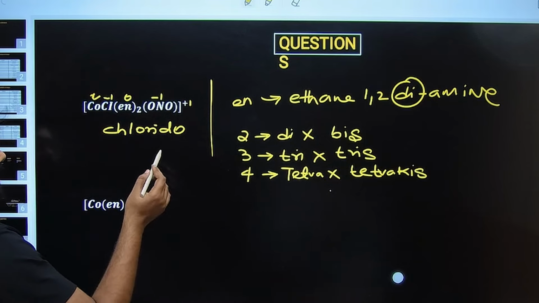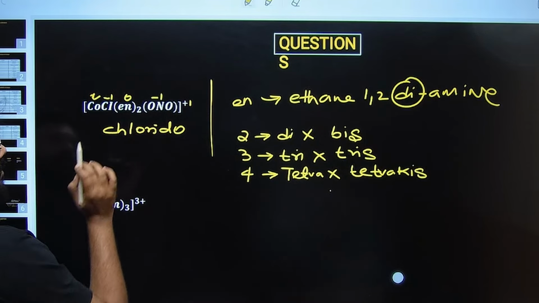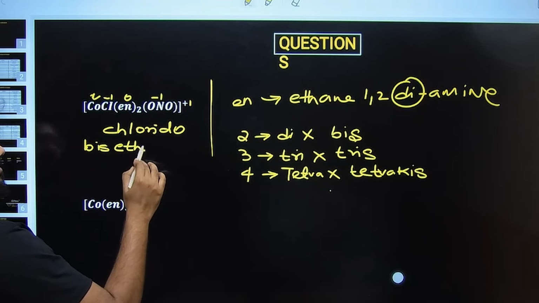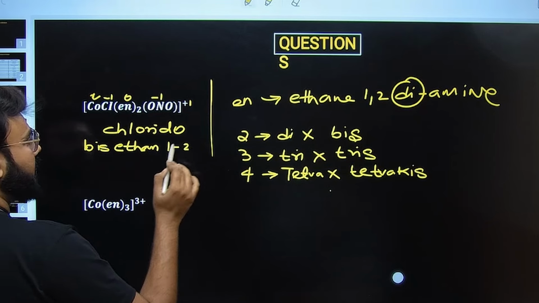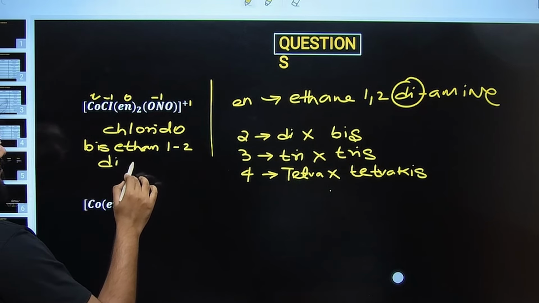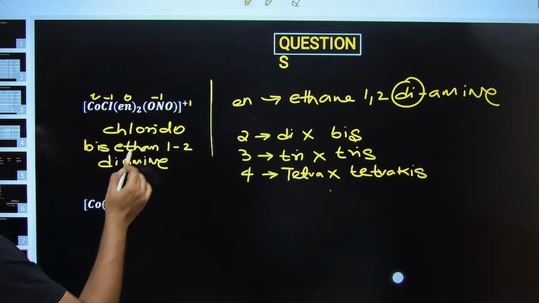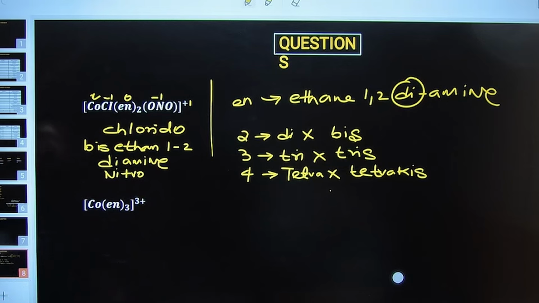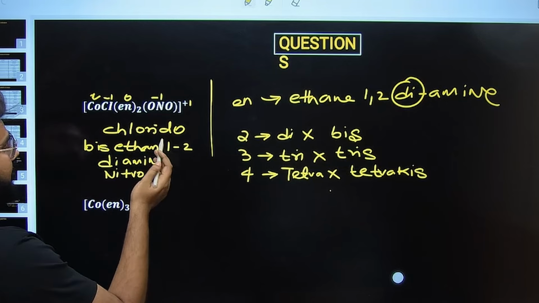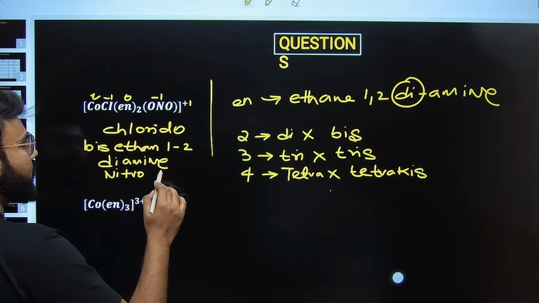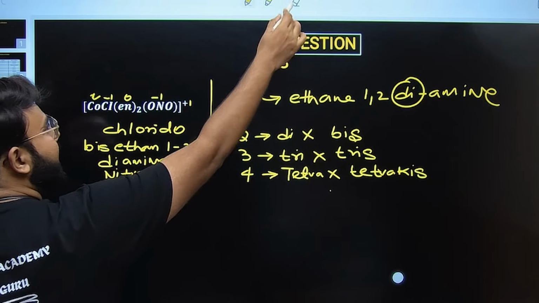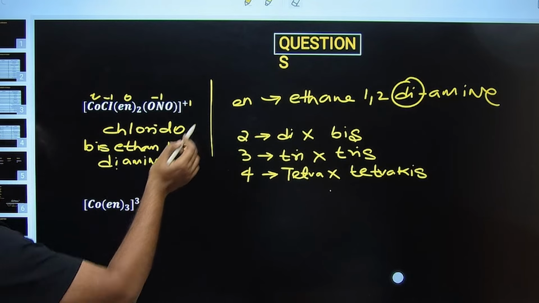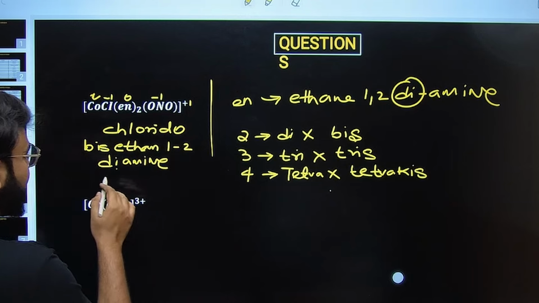Okay. So how do we write the name? So chlorido, C comes first. Then we will write bis because it's two of them. Bis ethane 1, comma 2 diamine, and you will see we will use the word nitro. All right, nitro. And finally, there is no cation, no anion. So we will write the name of the central metal atom, that is cobalt. But there is a mistake I did. What is the mistake I did? It's ONO, so it can't be nitro. Nitro is in NO2. ONO becomes nitrito.